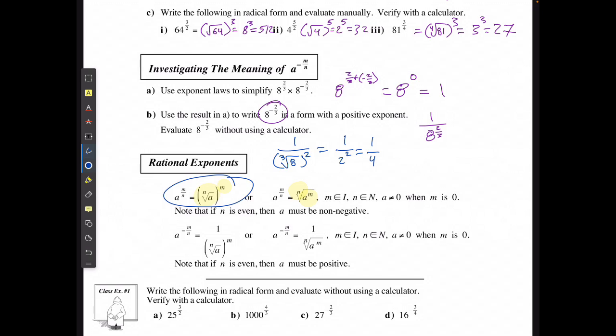If n is even, then a has to be non-negative because I can't take a square root, a fourth root, an eighth root, a sixth root of a negative number. It will not work.